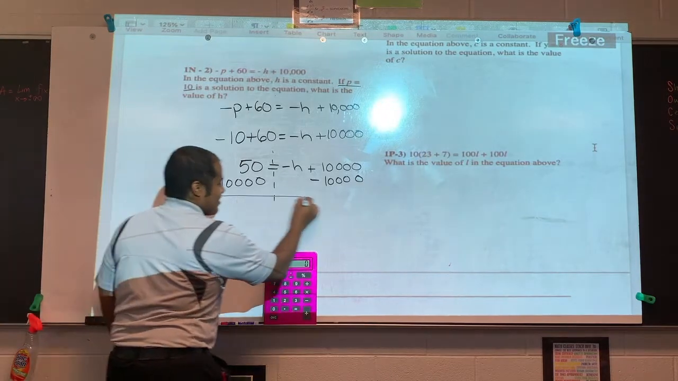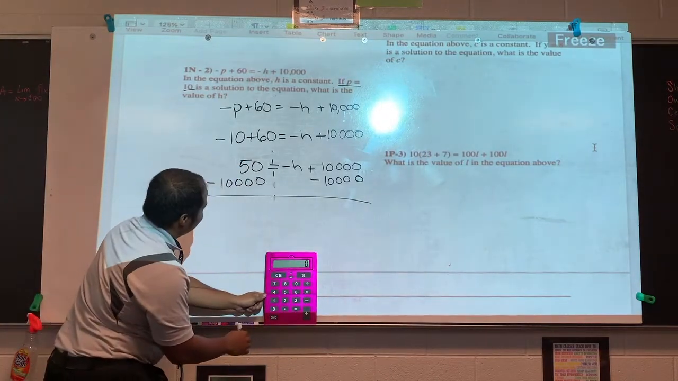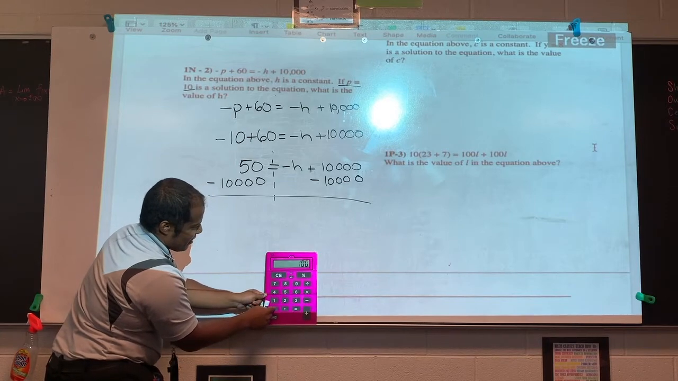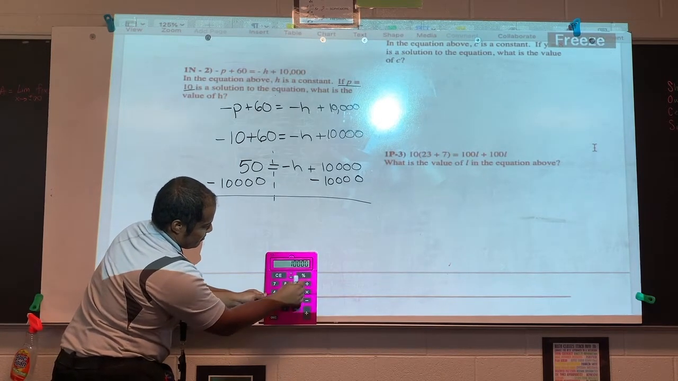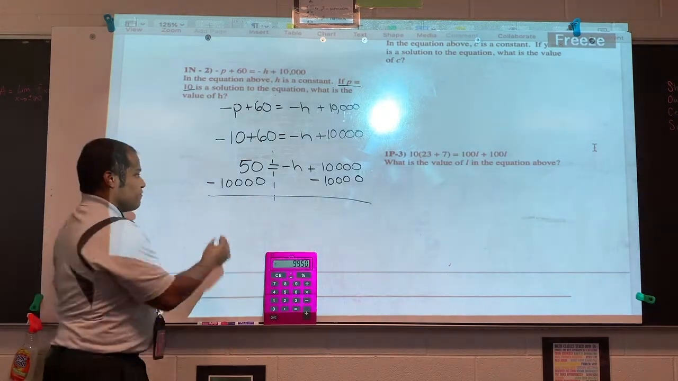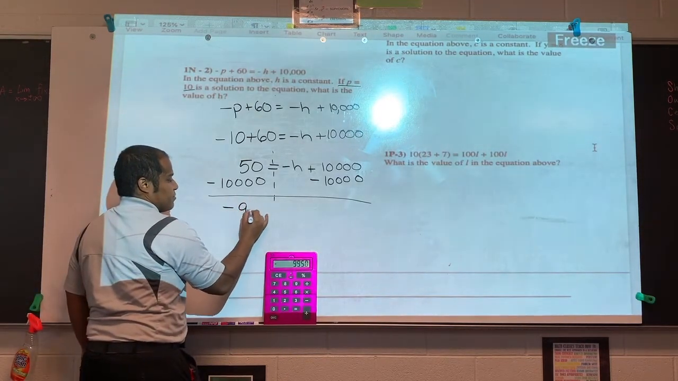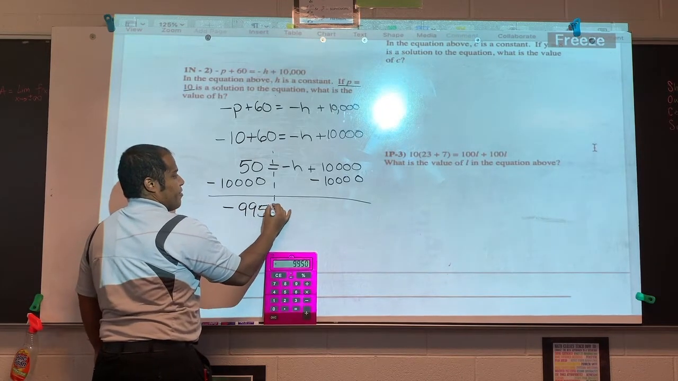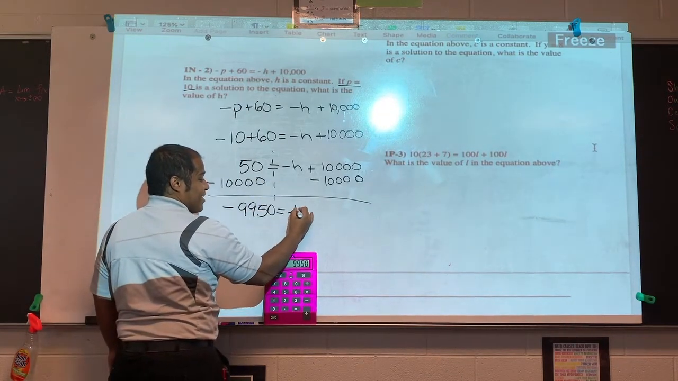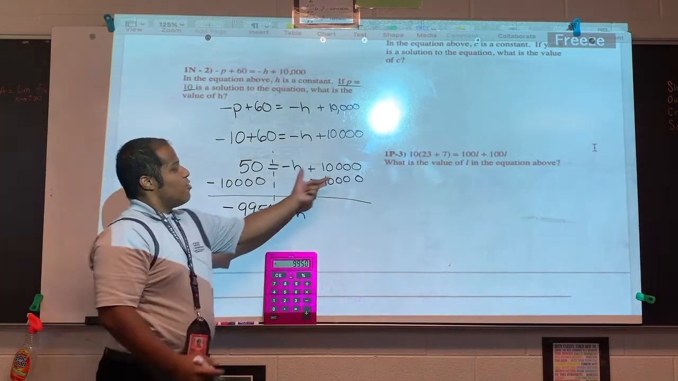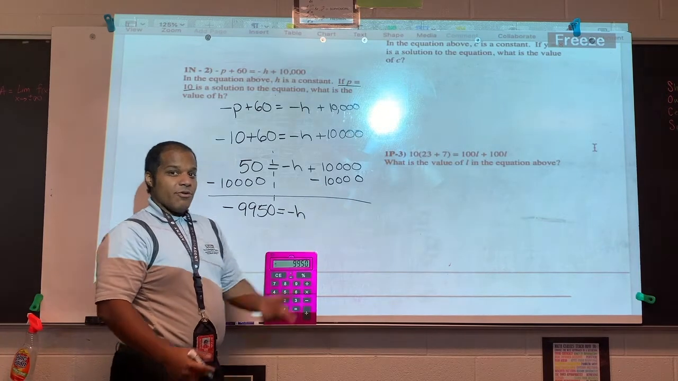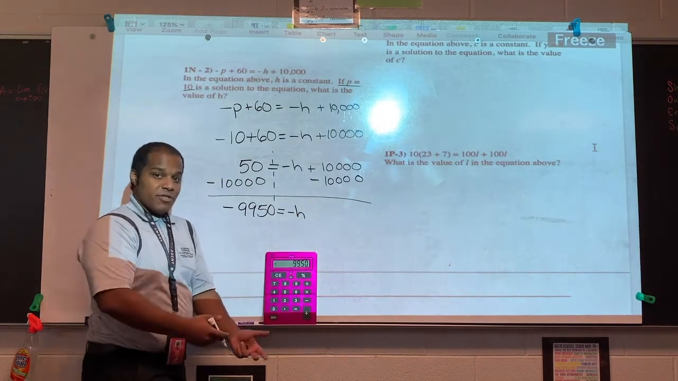We subtract with a calculator. 50 minus 10,000. We get it as negative 9,950. Copy our equal sign back down. We still have a negative h. We haven't messed with that yet. However, we have a 10,000 and a negative 10,000, which serve to cancel each other out. Again, that's when we simplify something so it is not in the problem anymore.